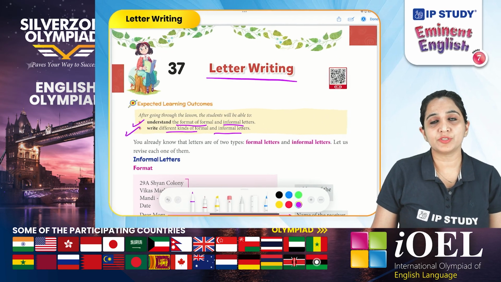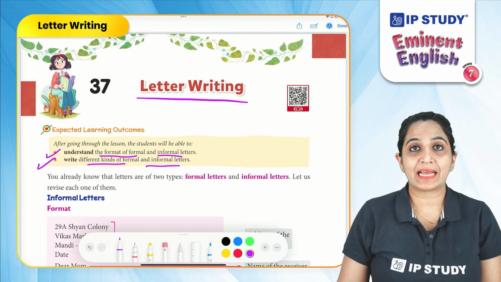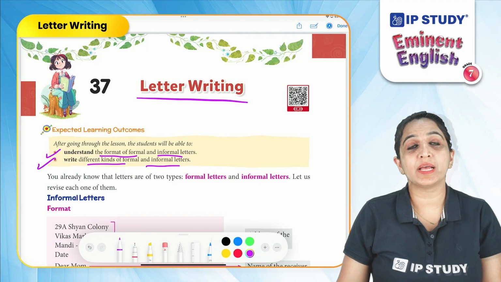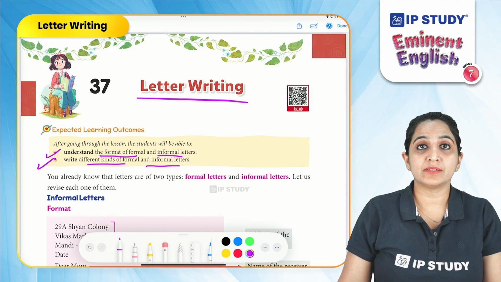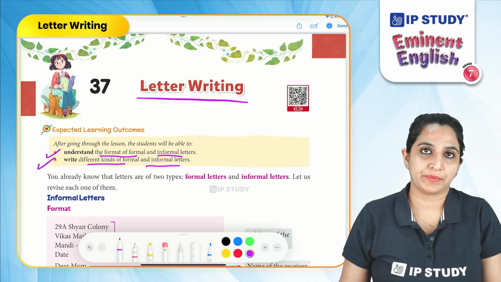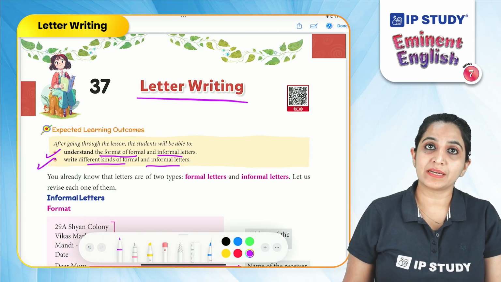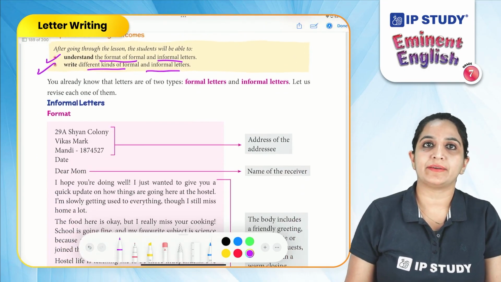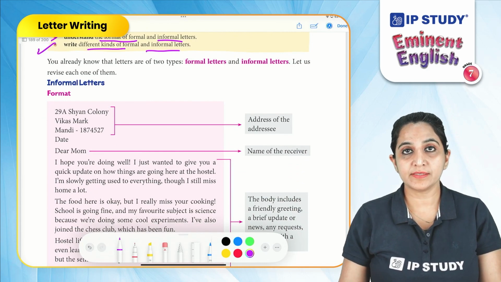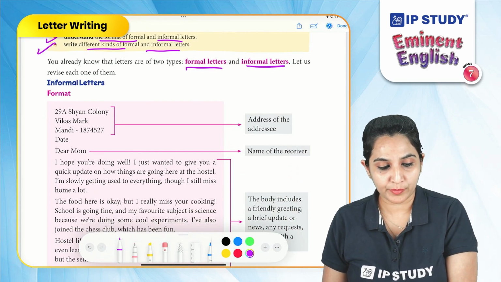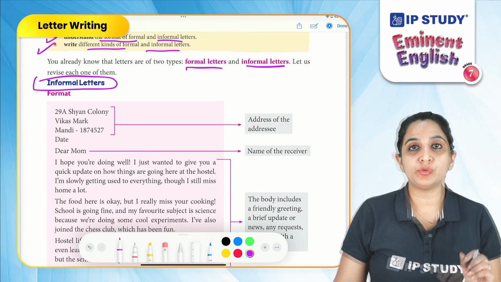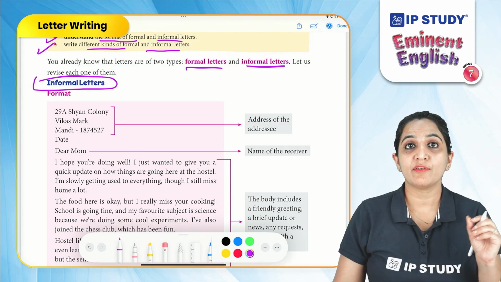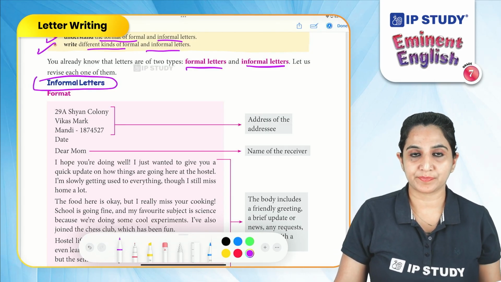Just as you learned to write an email, but you were writing it on the internet and the internet is used to send it. And as I told you, letters were used before the internet. So there are certain formats that we also use to write letters. There are two kinds of letters, formal letters and informal letters. Informal letters are used to communicate with friends or families.